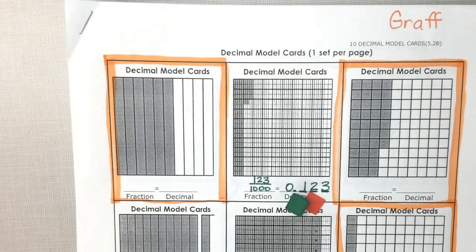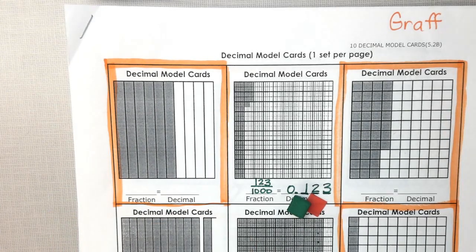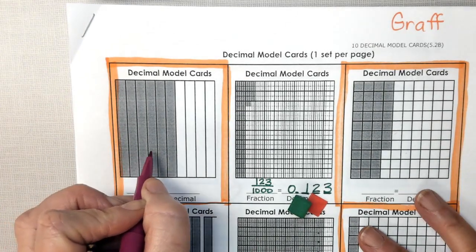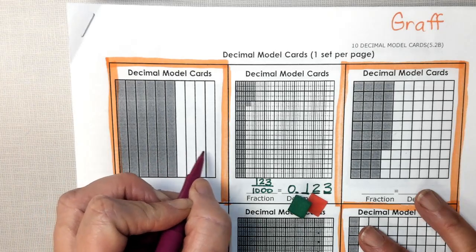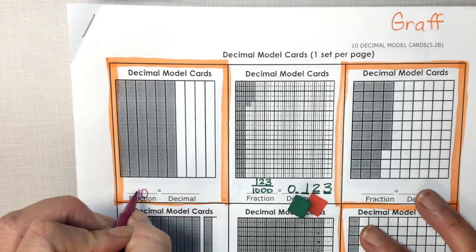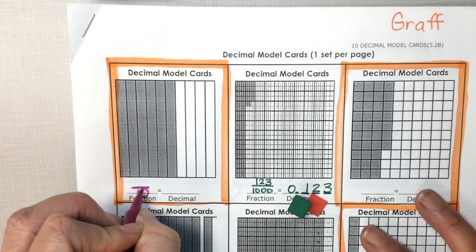When I look at this model right here, I think to myself, how many equal pieces? So I am going to count 1, 2, 3, 4, 5, 6, 7, 8, 9, 10. There are 10 pieces, so my denominator is 10.